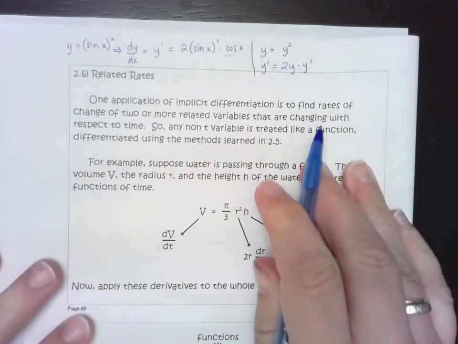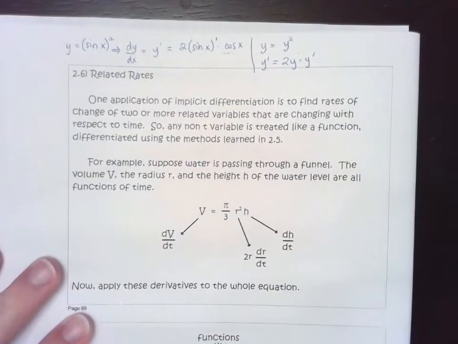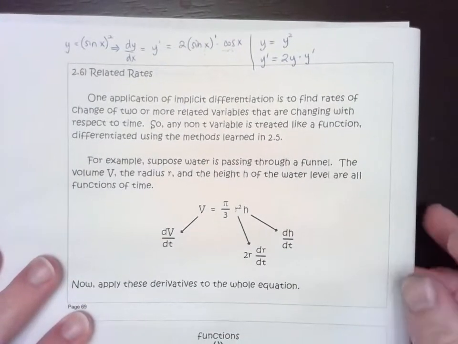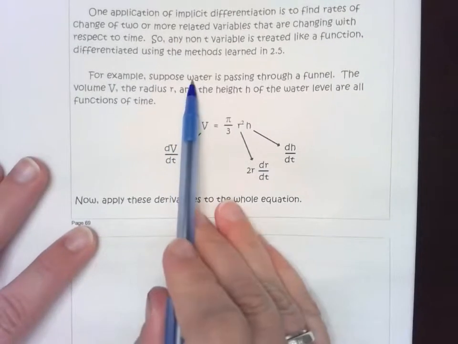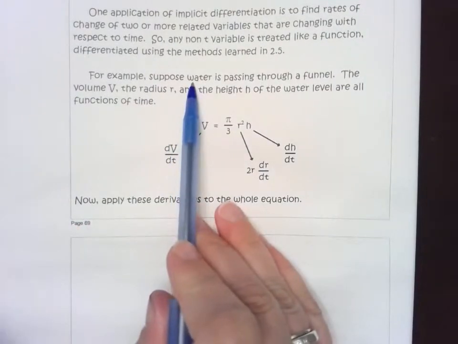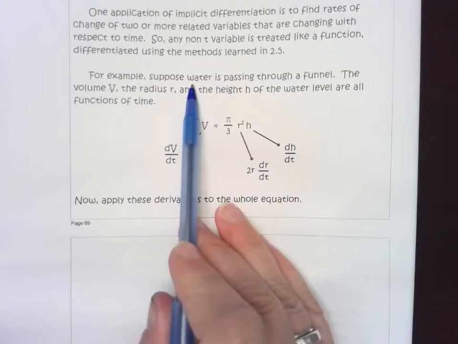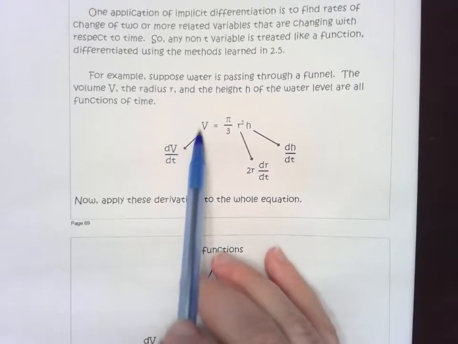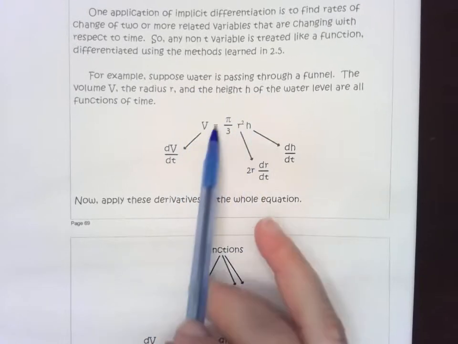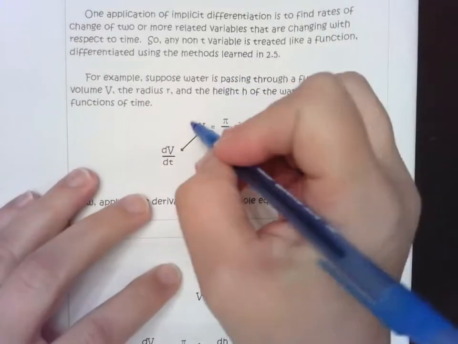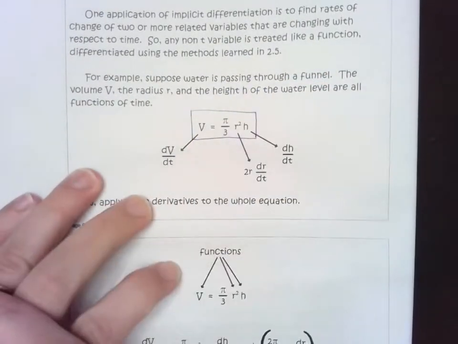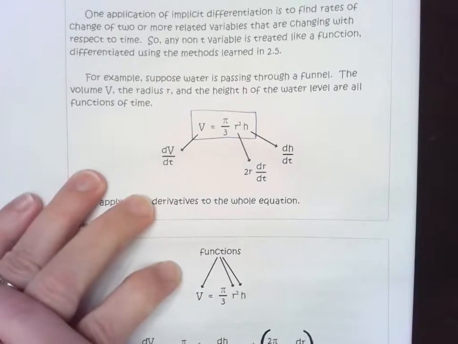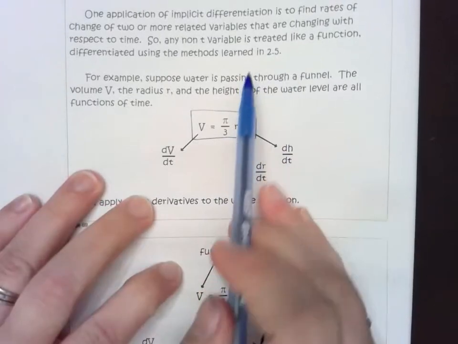Related rates is very similar, except now we're not using just x's and y's, we're introducing several more variables. For example, you might hear or you might read about these actual, quote unquote, real life situations. In this case, we have water passing through a funnel. If it's a funnel, then we know that we have to use a cone's formula. Now, why volume? Because if water is passing through it, it's filling it up. So there's the volume piece of it.